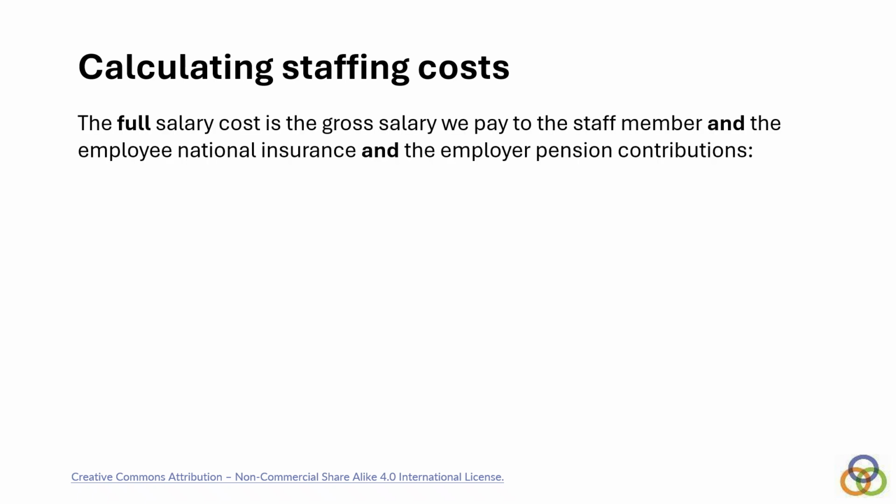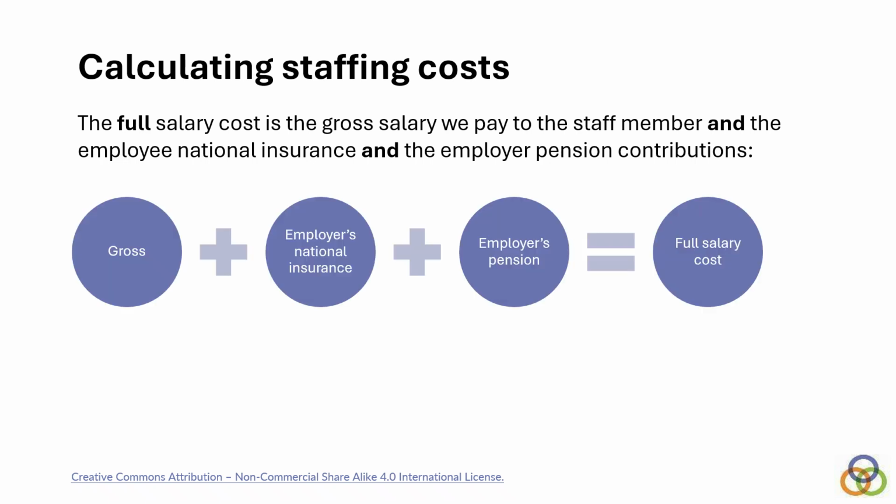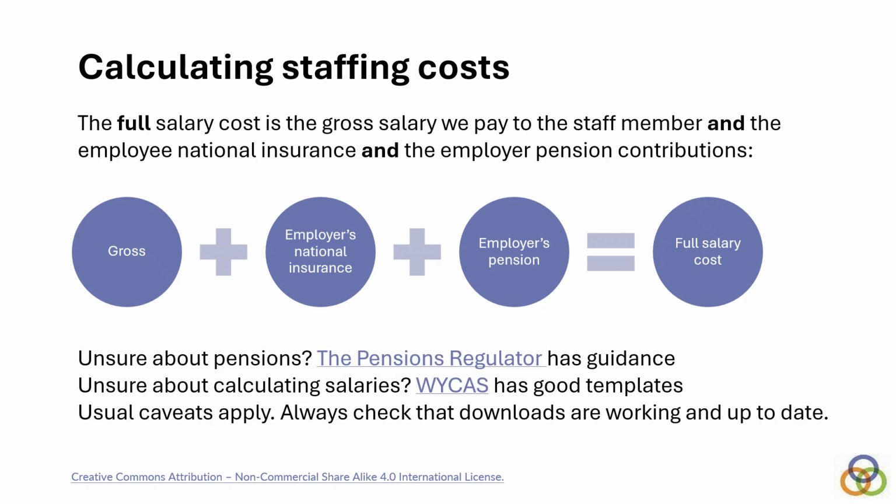The full salary cost is the gross salary we pay to the staff member plus, and that should say employers' national insurance and the employer's pension contributions. Gross salary plus employers' national insurance, that's a tax that each employer pays on each staff member once they start earning enough, once they go over the threshold, plus employer's pension, and that's the full salary cost. So I see lots of budgets where people have only entered the gross salary. Don't do that. Make sure you add the other costs where relevant.